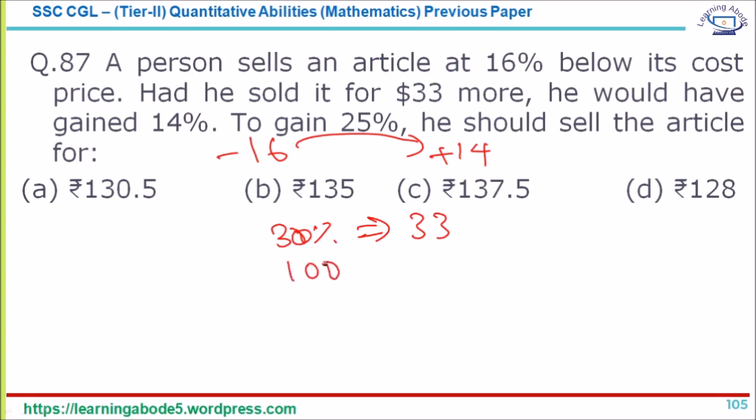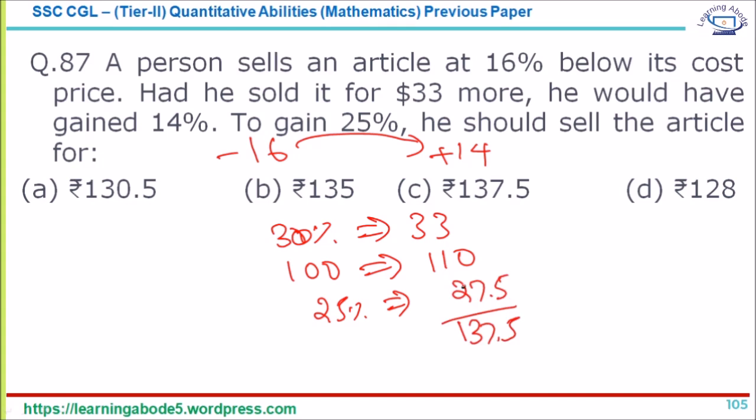Now what is 100%? That's 110 rupees. Now to gain 25%, what is 25% of this? 25% of this is 27.5. To gain 27.5, you should sell at 110 plus 27.5, option C. 137.5 is the answer for 87.